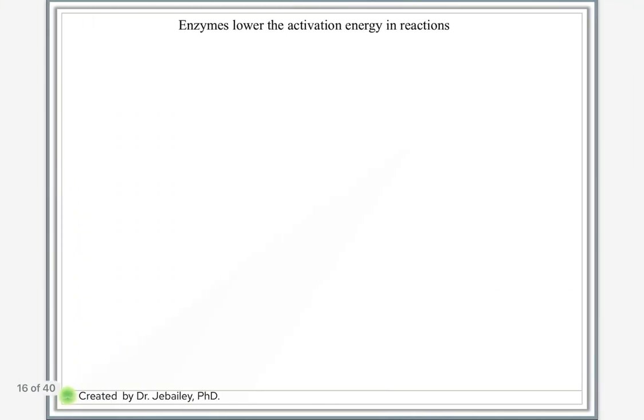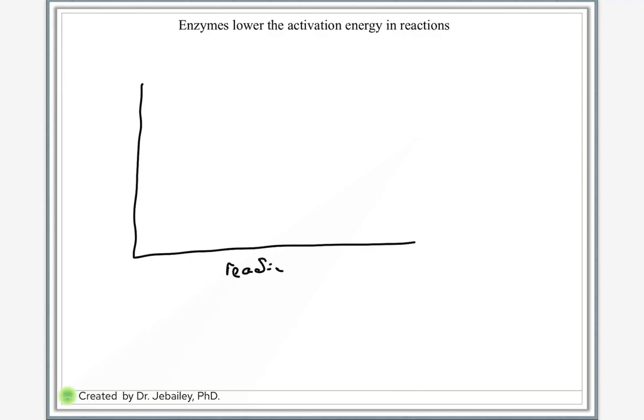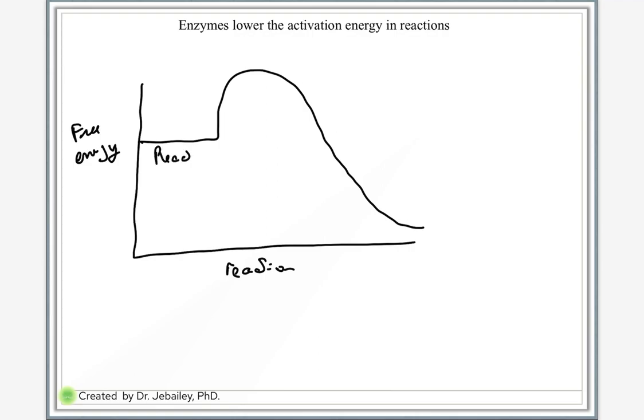So this is a graph that the IB exam will usually put. They will put this line, and here they can say the reaction happening. And here they're going to put the free energy. And then they're going to show you a graph looking like this. They're going to say that here is the reactant, and here is the product, and this is without an enzyme.